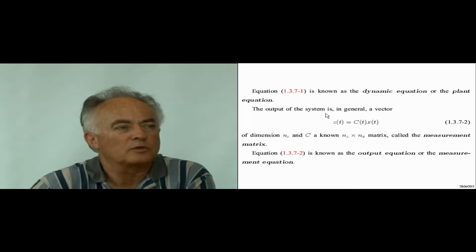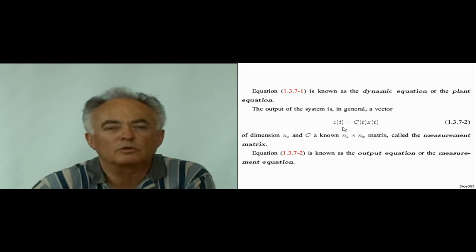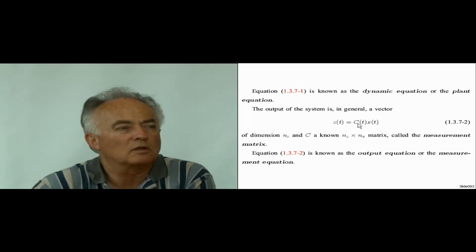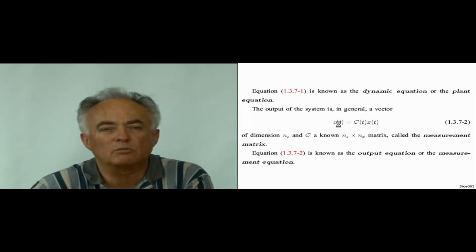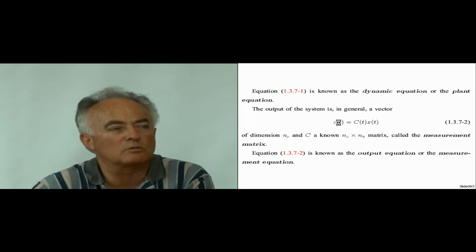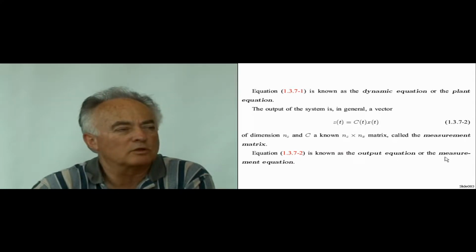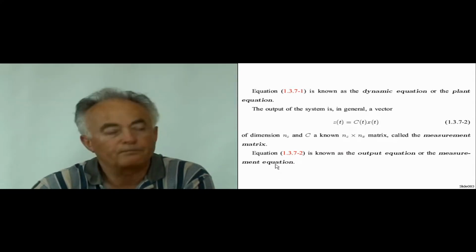And the output of the system is, again, a vector z of t equals C of t x of t, where C is a known nz by nx matrix called a measurement matrix. So we'll have an output, again, by a possibly time-varying matrix that relates the state to it, and the dimension of the output, in most cases, nz, will be smaller than nx. So this is the output equation or the measurement equation.